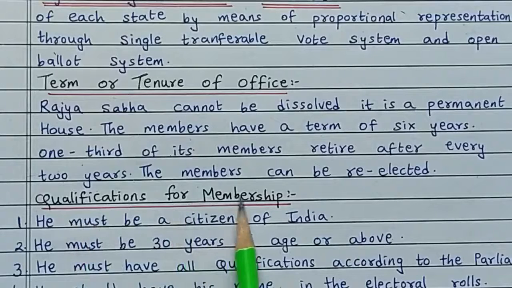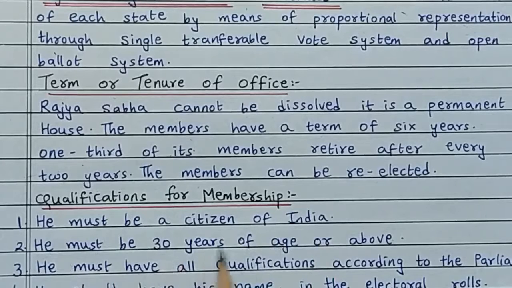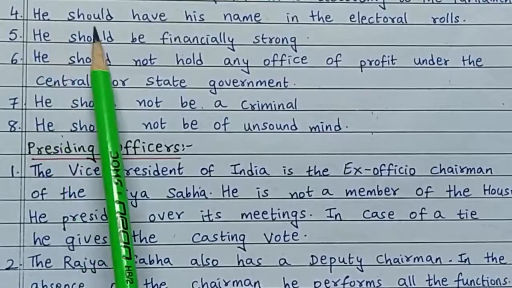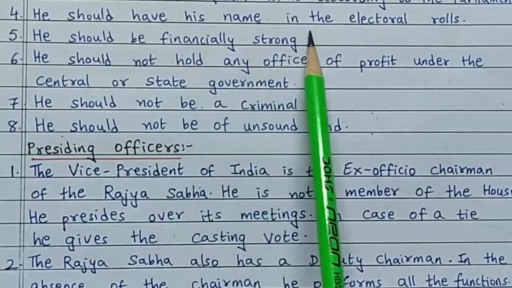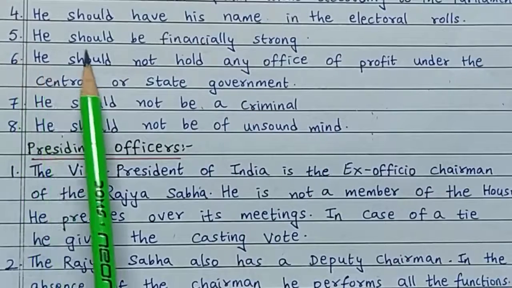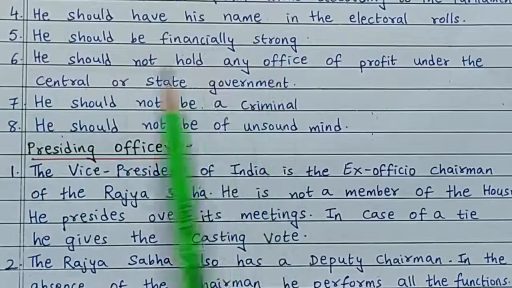Qualifications for membership. Number 1. He must be a citizen of India. Second, he must be 30 years of age or above. Number 3. He must have all qualifications according to the Parliament. Number 4. He should have his name in the electoral rolls. Number 5. He should be financially strong.